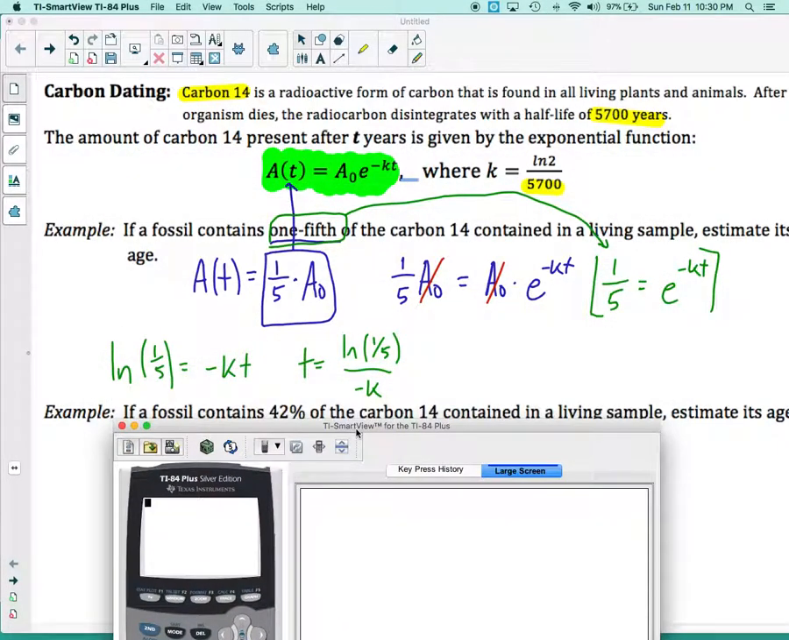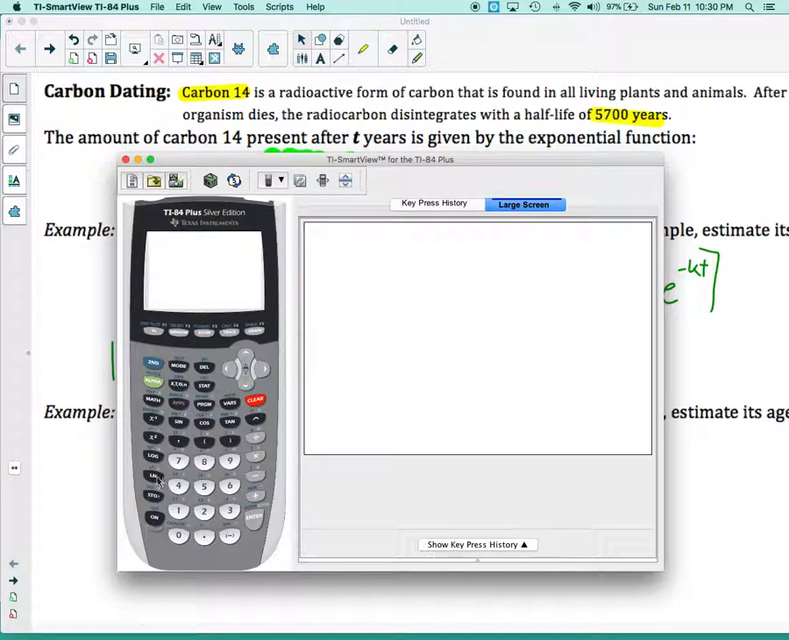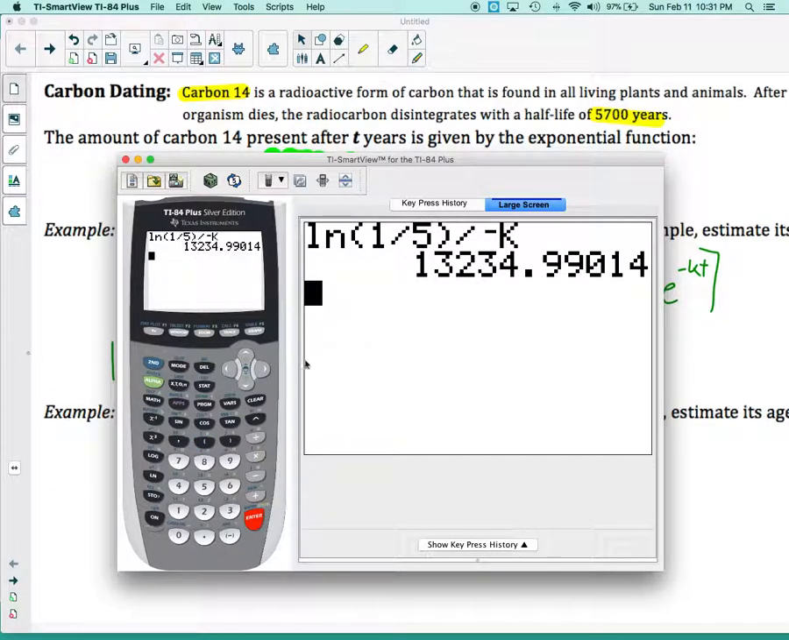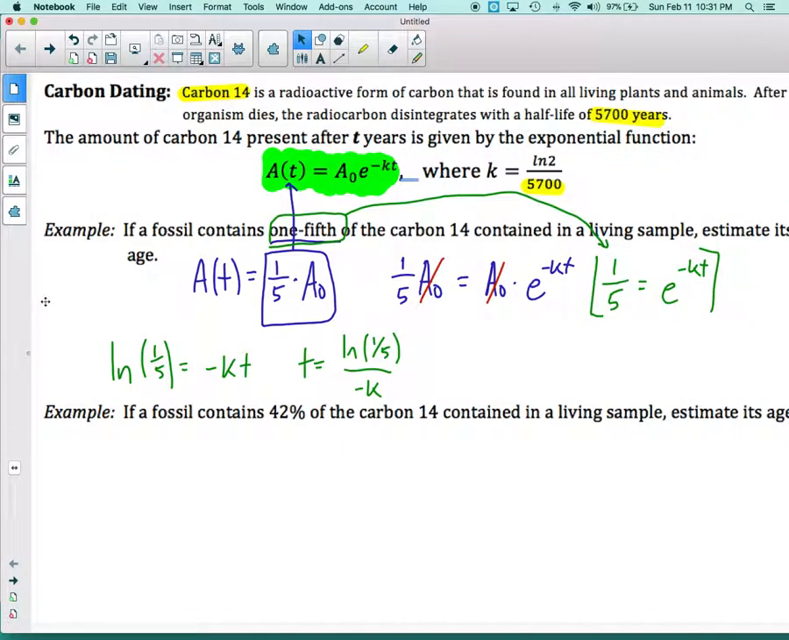And so we wanted the natural log of 1/5 divided by negative k. So I'm going to hit natural log 1/5 divided by negative, and then alpha k. So there it is. So this is 13,234, 13,235 if we round a little bit, years, since we're talking about how old this sample is. I'm going to approximate this. This is just an approximation. It's never exactly this old. So I'll say to the nearest 100 years will be pretty good. So 13,200 years will be a pretty good example or approximation.